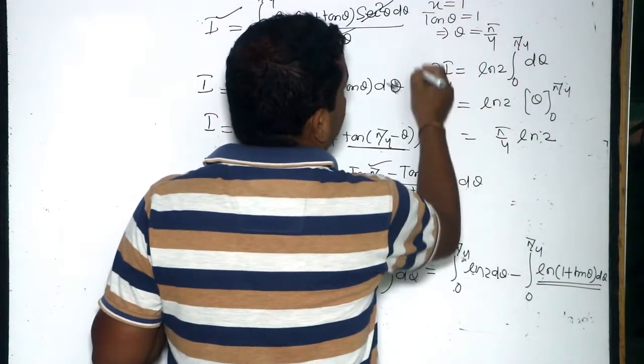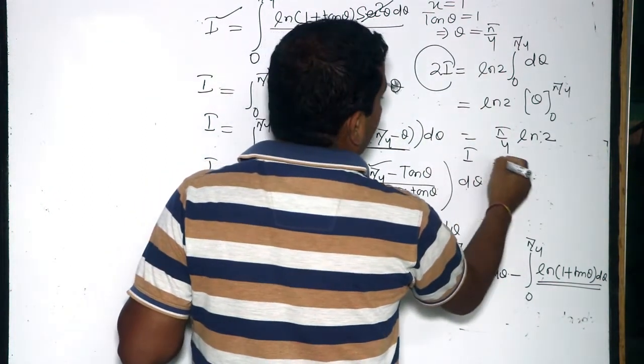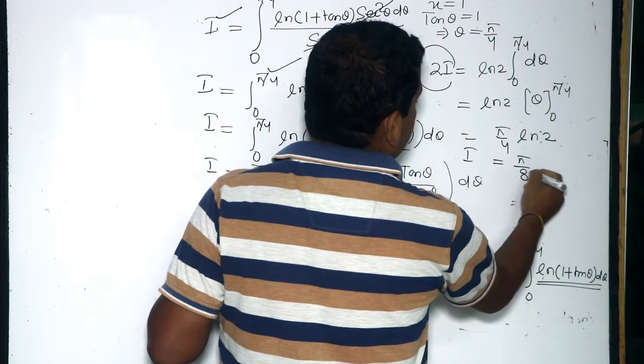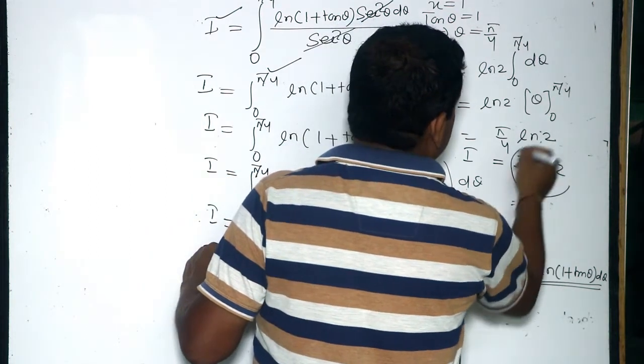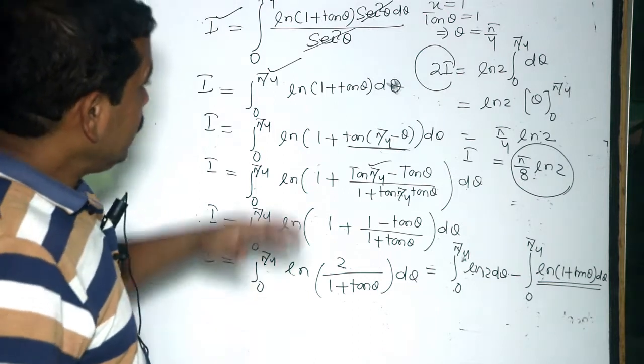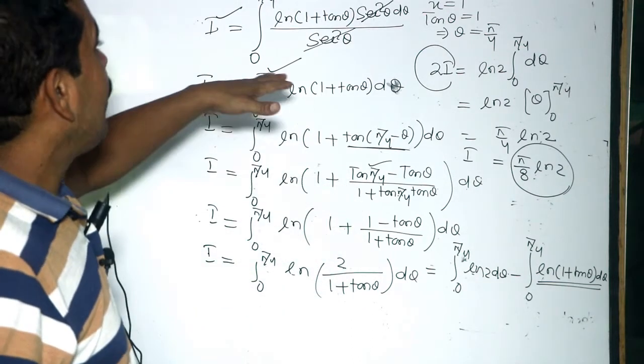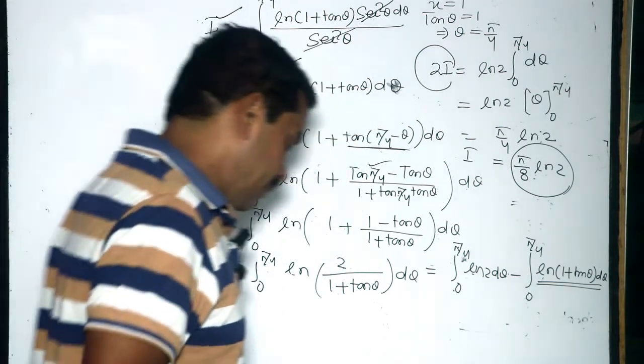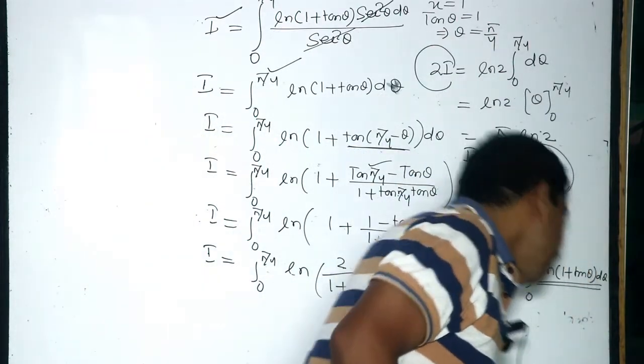It is the value of 2I, so I will be pi by 8 log 2. That is the answer of this definite integration. So we use these properties to evaluate this type of integration. Another example.